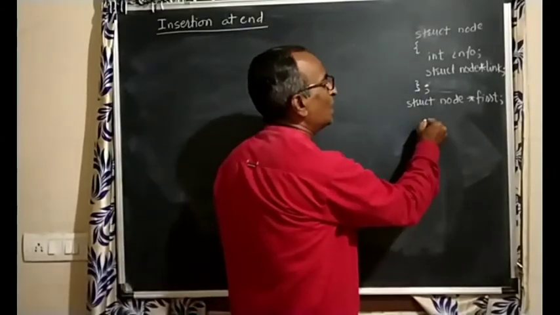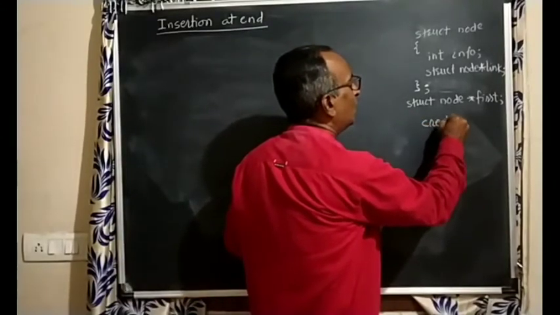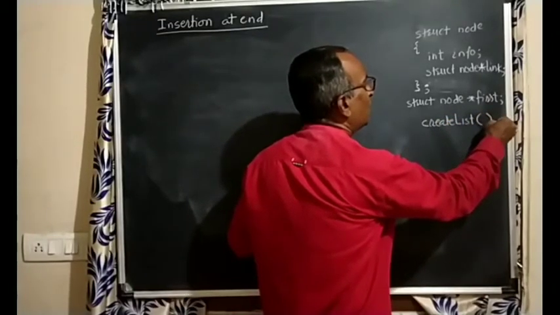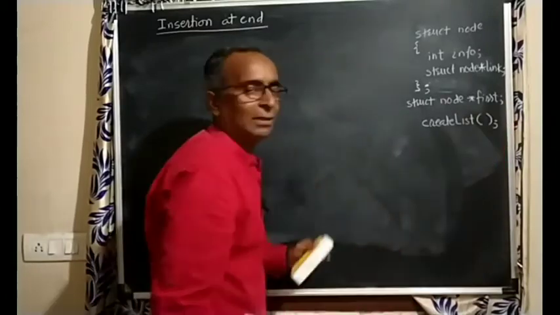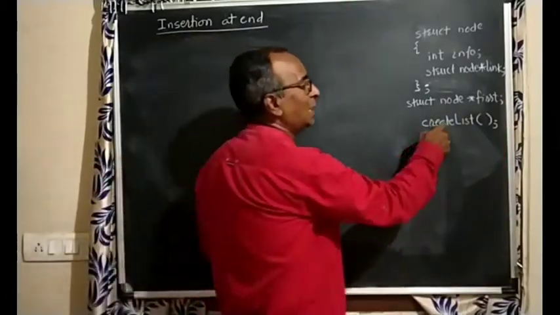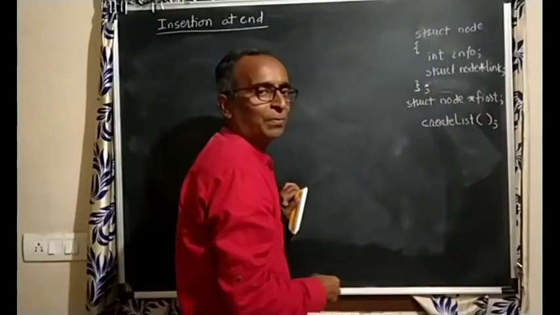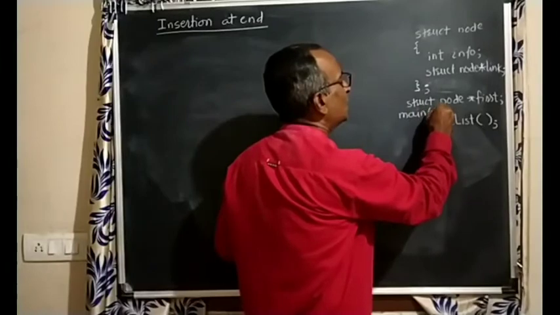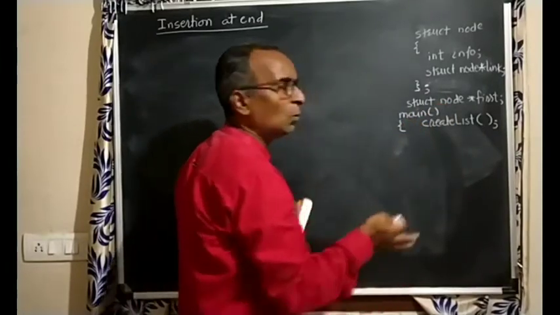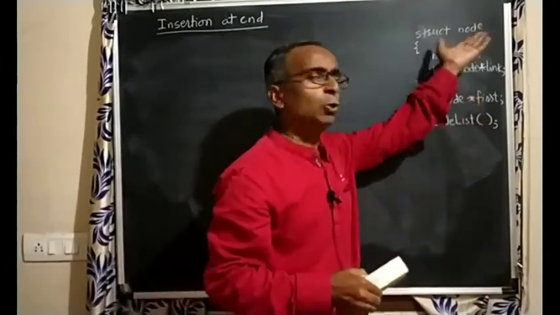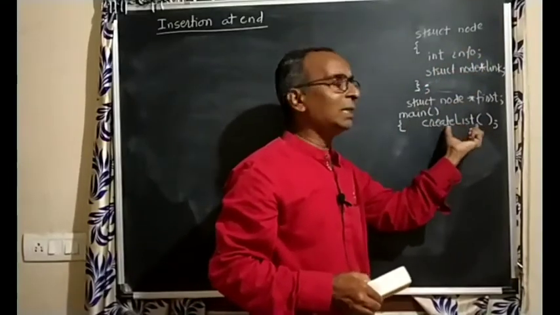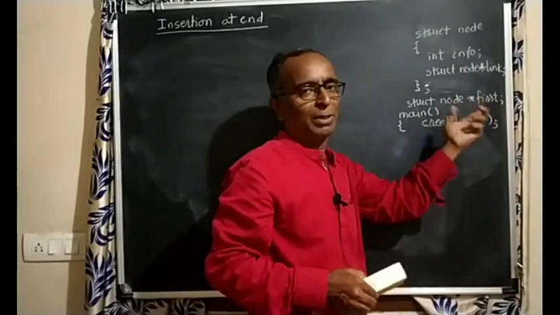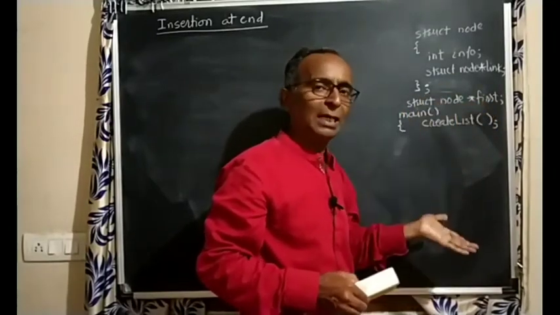In main, suppose I have written a create list function that created a linked list and has set this first, as it is global. This is just assumed pseudo code. First is global. Create list has created a list, and in this create list can access first, because first is global, any function can access that.